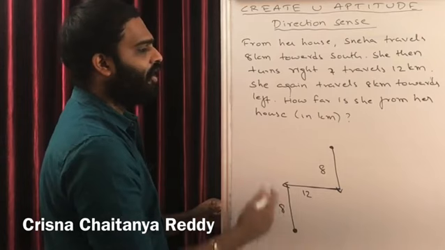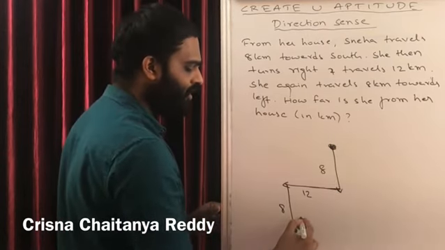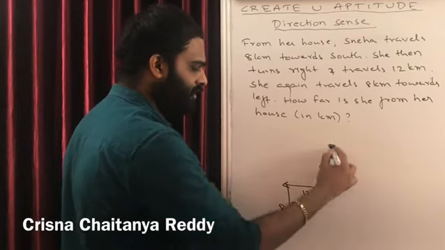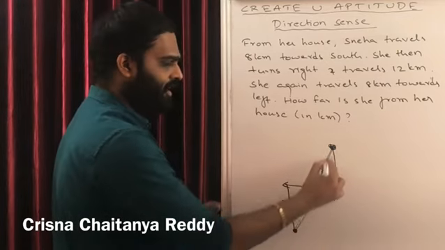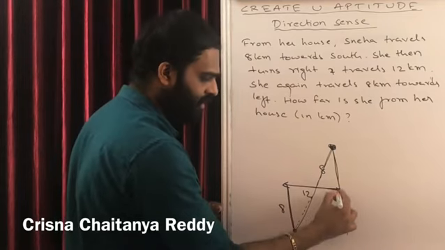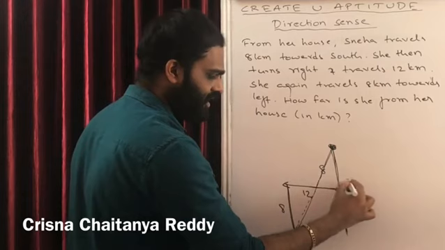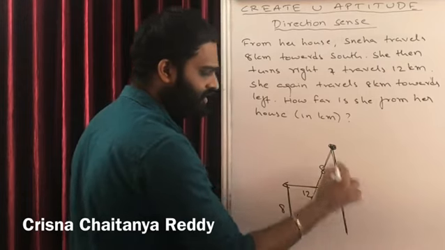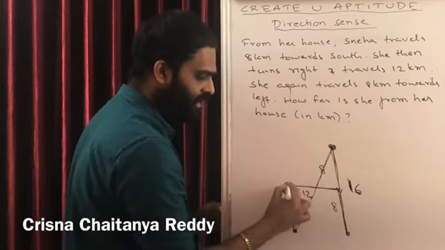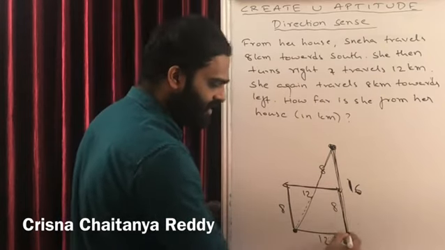And now the question is, how far is she from her house? This is her house and I have to measure this distance now. So this is what is asked. If this is 8 and this is 8, this will also be 8. If this is 8 and this is 8, put together it will be 16. So the distance here is 16. If this is 12, this will also be 12. So I know this is 16 and this is 12.